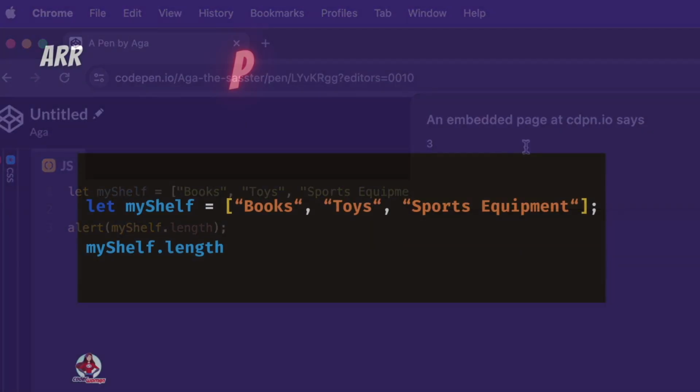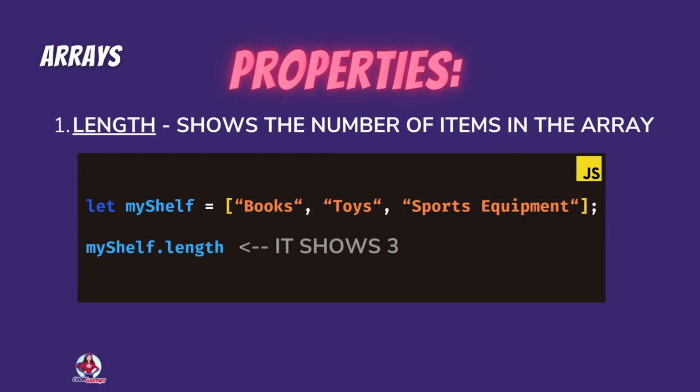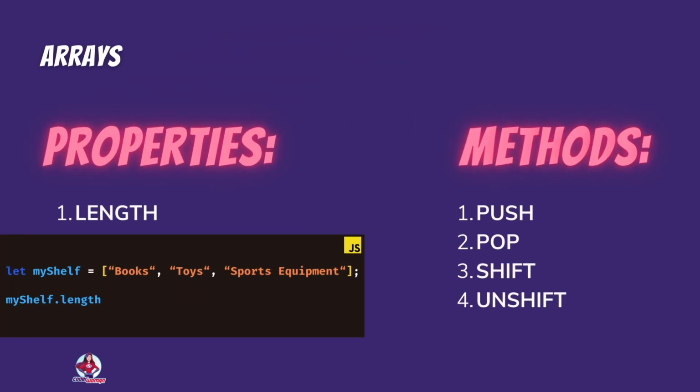JavaScript arrays have many methods and properties. Again, properties tell us something about the array, like the length property that shows the number of items. Methods, however, trigger actions in the array. Today, we'll explore 4 methods: push, pop, shift, and unshift.